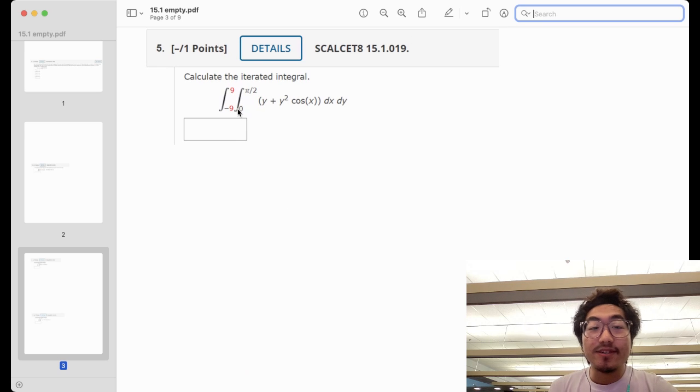Same with this one. You just ignore the outer integral and integrate with x as the variable and y as a constant. Do anti-differentiation and define the antiderivative expression first. Then do the integration again, and you will get this double integral.